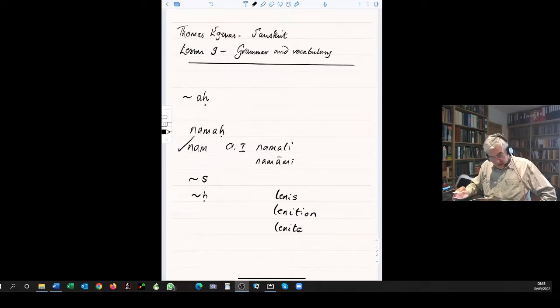If it occurs at the end of a word, or at the end of a sentence, or at the end of a line of poetry, or if it's pronounced in isolation. Looking again at the ending in ah, because special rules apply. In other words, the visarga preceded by a short a.